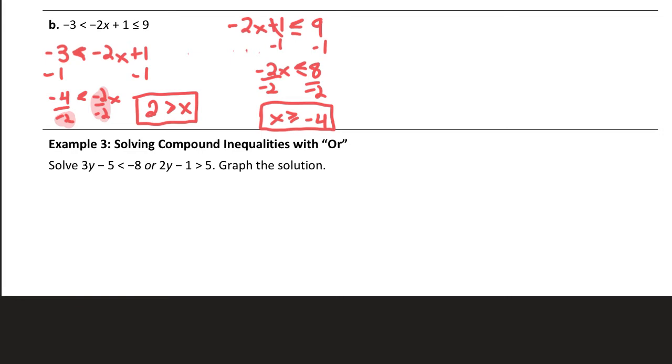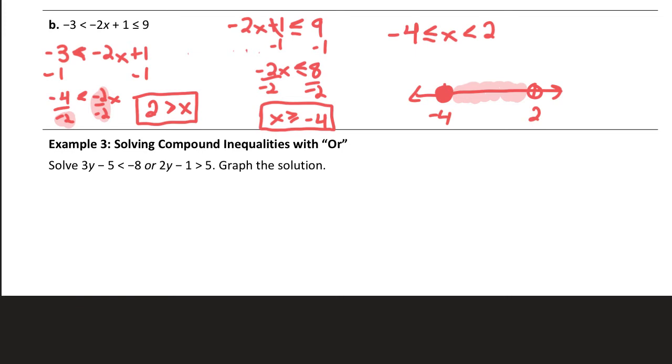You got to remember with and inequalities, the lesser number goes on the left, our variable goes in the middle, and the greater number goes on the right. This means all numbers between negative 4 and 2, including negative 4. So I graph those 2 points, only fill in the negative 4, and shade to the middle.